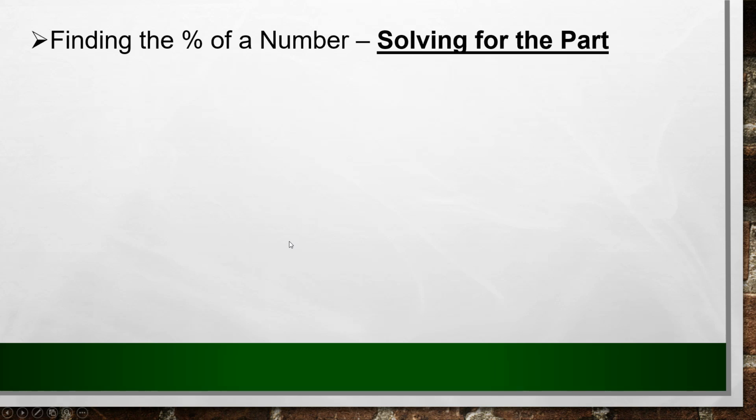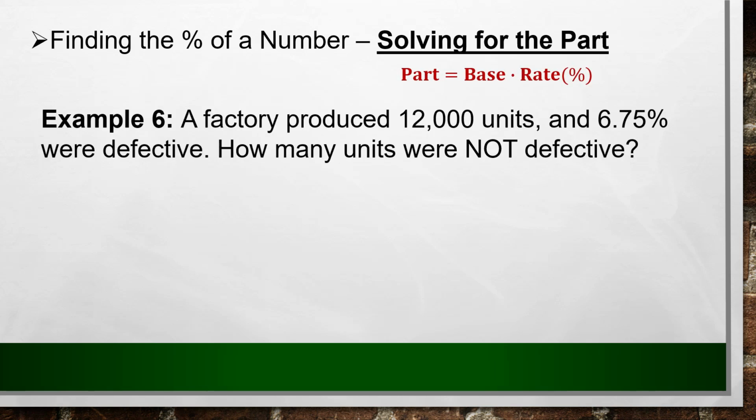Alright, so this is the second video about percentage word problems. Okay, so I have two examples here for you. A factory produced 12,000 units and 6.75% were defective. Question is, how many units were not defective? Now you see I emphasize that word not, okay?